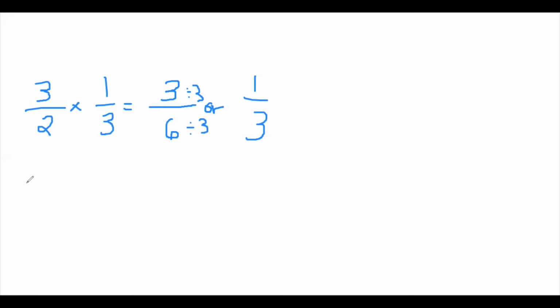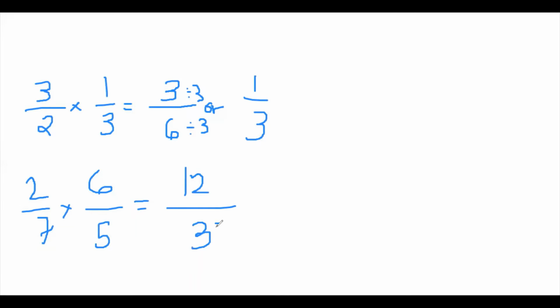So another example, we have 2 over 7 times 6 over 5. So 2 times 6 is 12, and 7 times 5 is 35. So it's easy to multiply a fraction. The thing you're going to do is multiply the numerator to numerator and the denominator to denominator. So 2 times 6 is 12, 7 times 5 is 35. Do you think it can still be simplified?